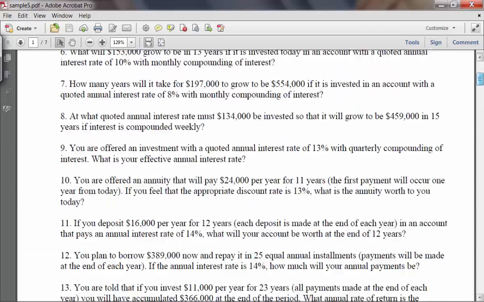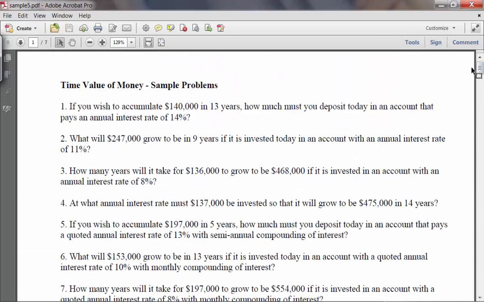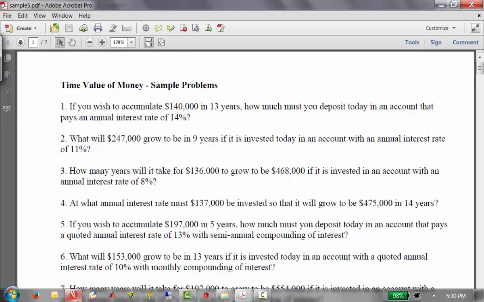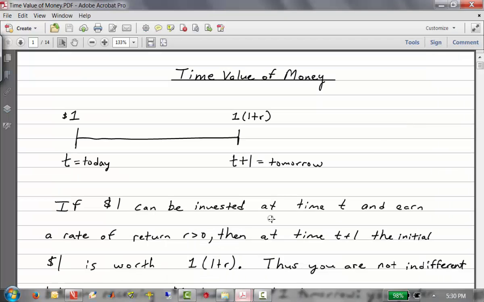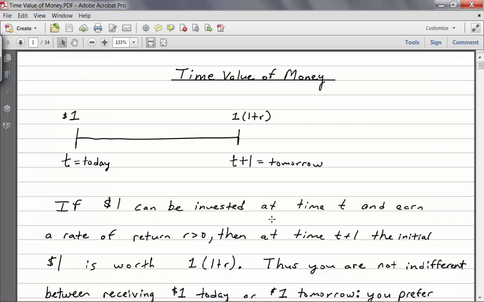And so we're going to work through each one of these, try to get through at least half of them in this video and then half in the next video. I assume that you've already looked at the lecture notes, and here they are. They're on my website. I assume you've already looked through the lecture notes for the time value of money concepts.